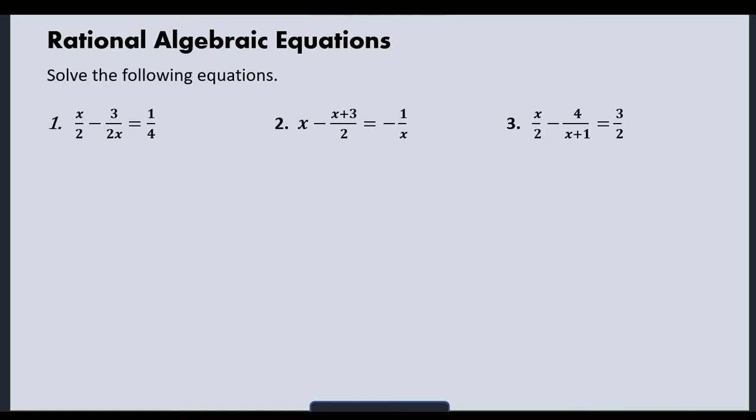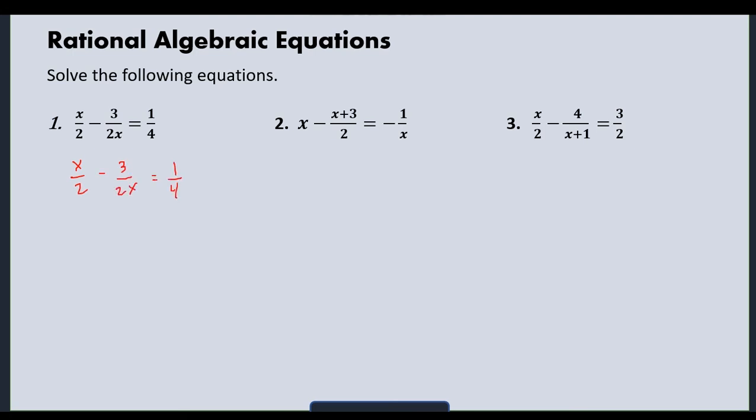Our topic for today is all about rational algebraic equations, transformable to quadratic equations. So I have here three examples that we're going to answer. Let's start with number one. First copy number one. So we have here x over 2 minus 3 over 2x equals 1/4.